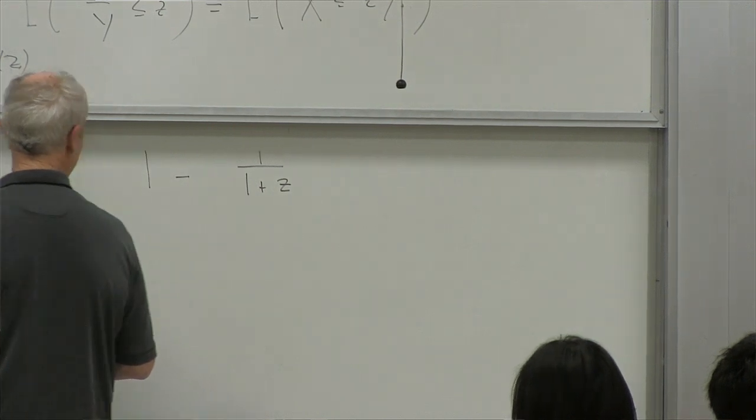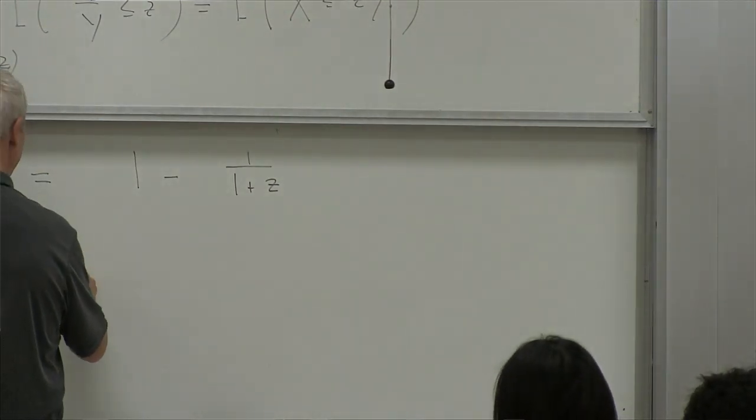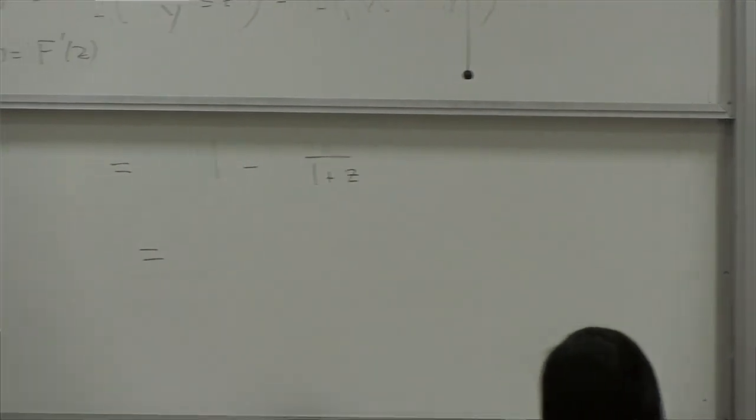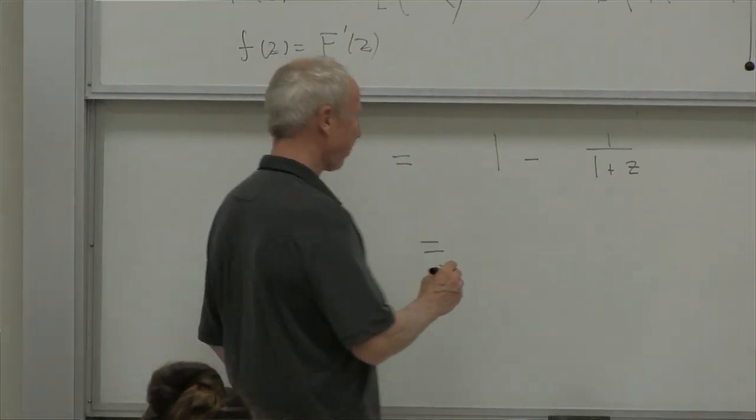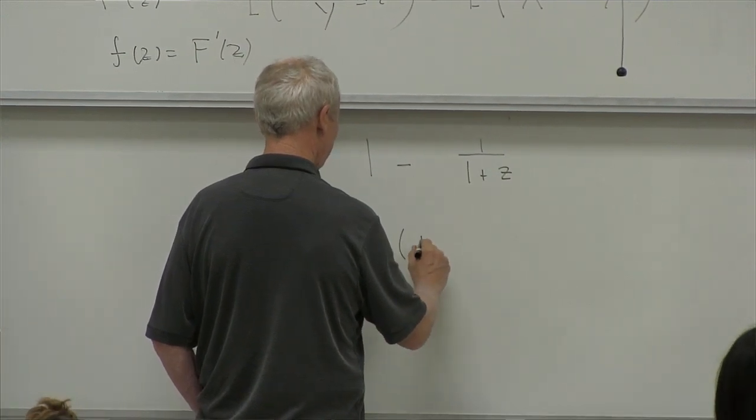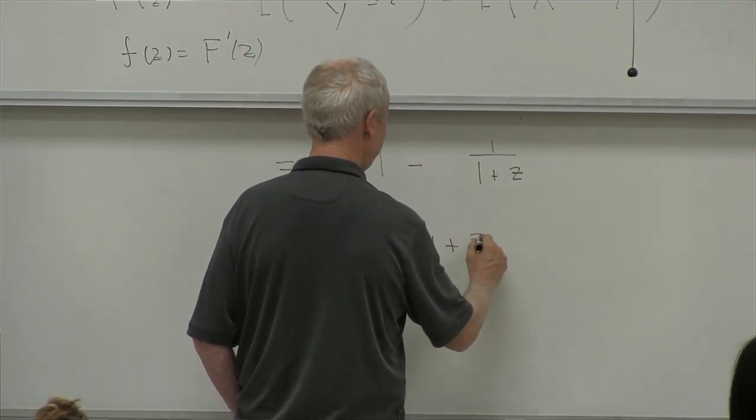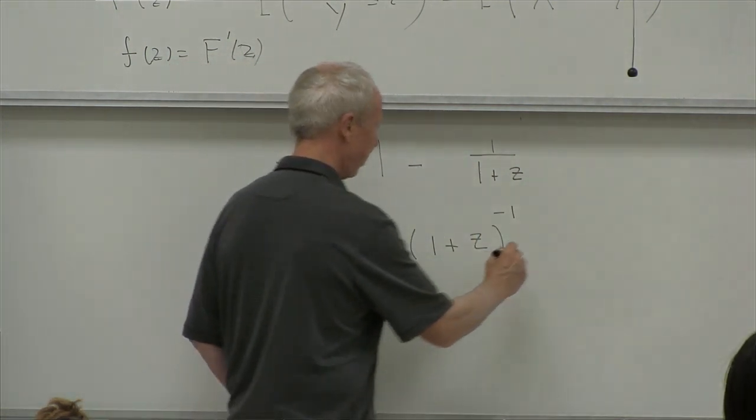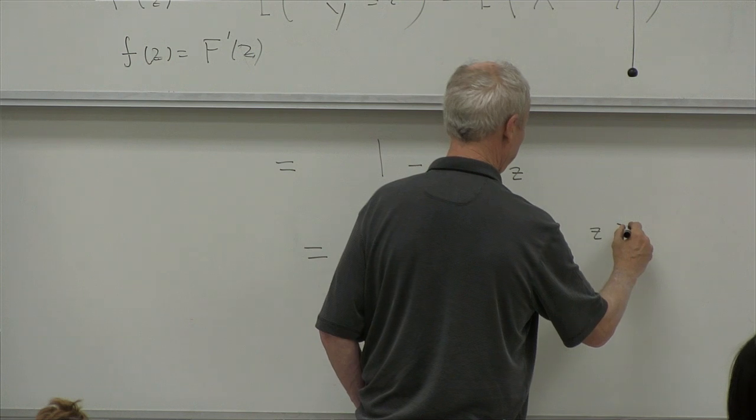Okay, well that's kind of neat. It simplifies. Just find the common denominator of 1 plus z, and what do we get in the end? Z over 1 plus z. Yeah, z over 1 plus z, or z times 1 plus z to the minus 1. And this is for z bigger than or equal to 0.